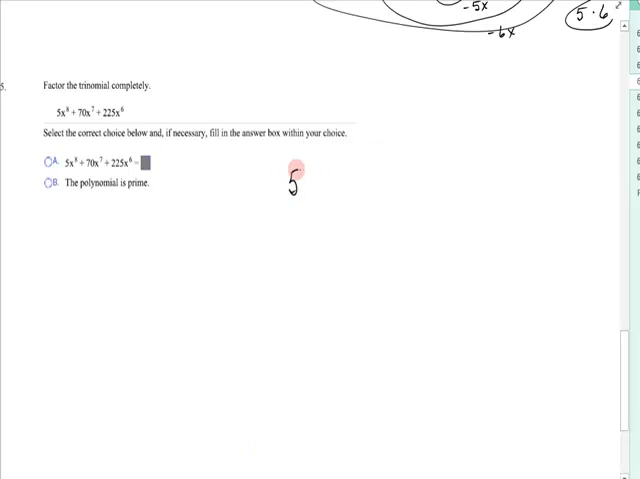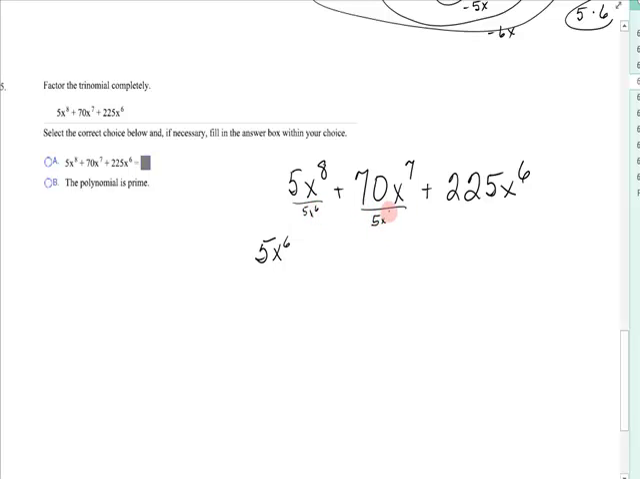I have 5x to the 8th plus 70x to the 7th plus 225x to the 6th. I may be grabbing my calculator right now because I see some large numbers. GCF, yes, all of those are divisible by 5. They all have x's. The low power is x to the 6th. So although I haven't done this every time, I am doing it now. I'm dividing them all by 5x to the 6th.